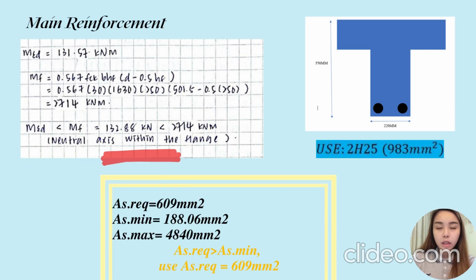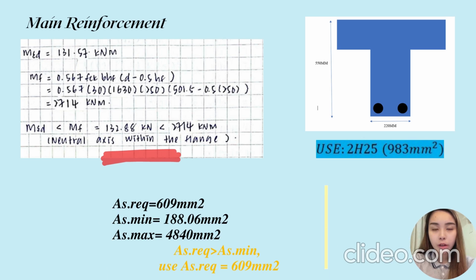Next is the main reinforcement. Since the MED is smaller than M flange, the condition is considered as neutral axis within the flange. Before we determine the group of bar, the AS required is calculated. Since the AS required is larger than the AS minimum, by referring to the sectional area of group of bar with the reference of AS required, the group of bar that I designed is 2 number of bar with bar size 25 mm.